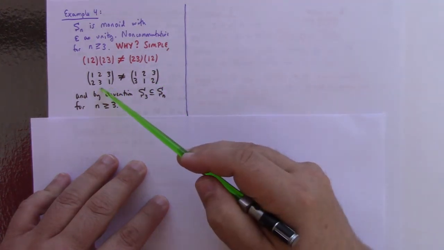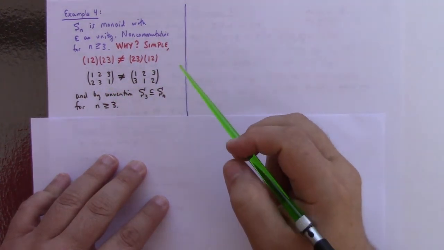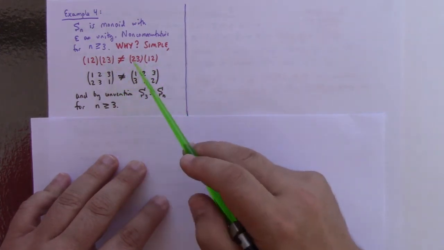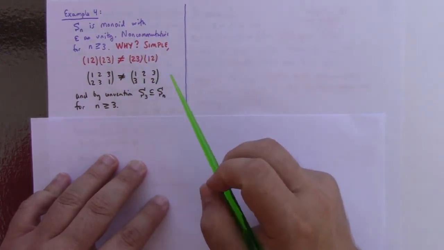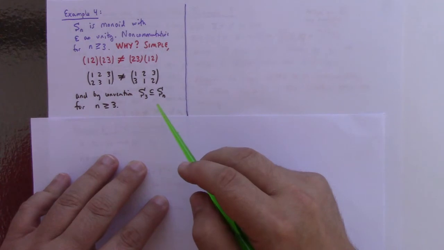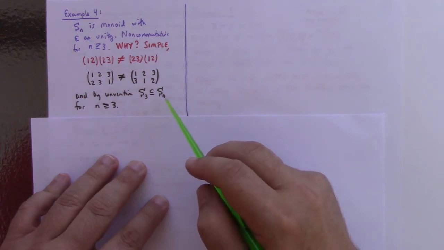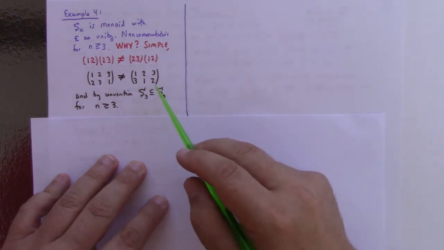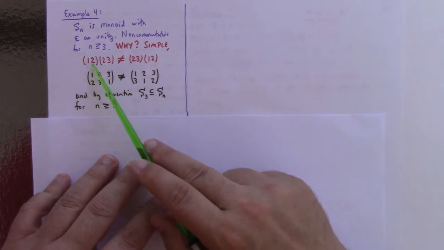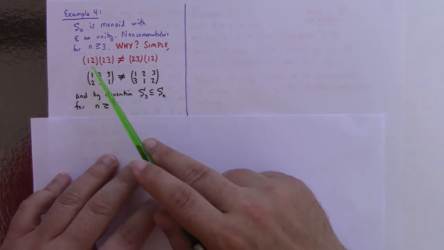As you can see, this and that are not the same permutation. Consequently, these two elements do not commute, and those two elements can be found in any set of permutations provided that n is larger than or equal to 3. Remember our convention that we can either view (1 2) as a permutation for n equals 2, or n equals 3, or n equals 4, or n equals 5, and so forth and so on.